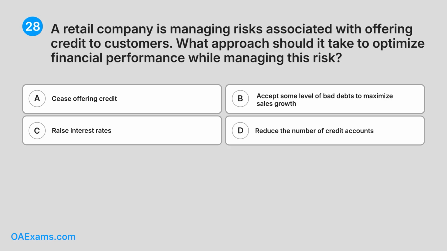28. A retail company is managing risks associated with offering credit to customers. What approach should it take to optimize financial performance while managing this risk? A. Cease offering credit. B. Accept some level of bad debts to maximize sales growth. C. Raise interest rates. D. Reduce the number of credit accounts. Can you guess the answer?